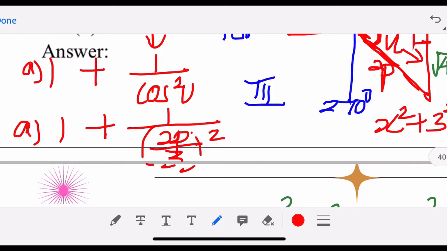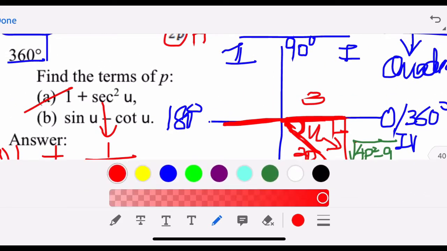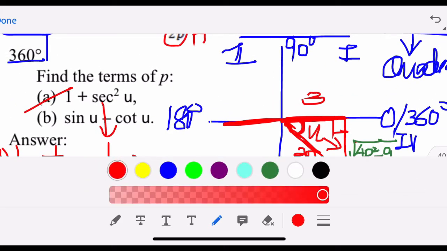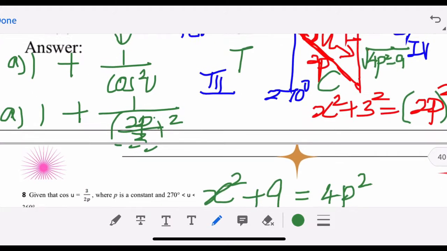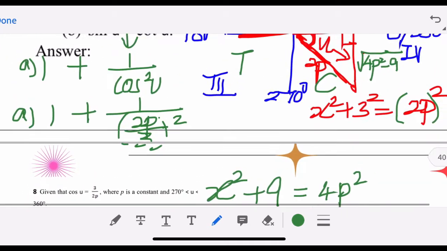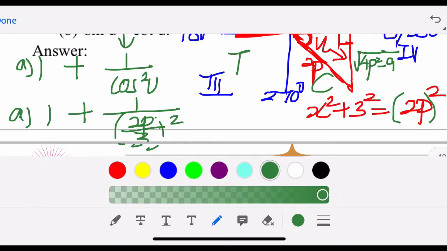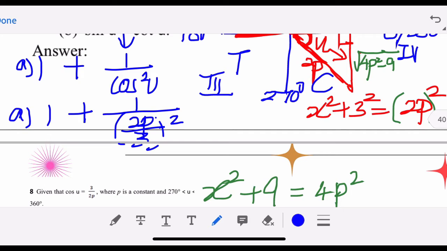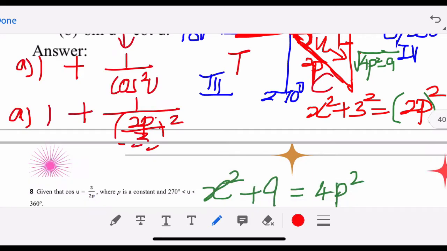It is positive because it is the fourth quadrant. You still remember the add sugar to coffee: All means all positive, Sine means sine positive, Tangent means tangent positive, Coffee means cosine positive. So we are in the fourth quadrant for cos, so it will be positive here. Always take notes about the positive and negative signs for trigo. So here it is positive.